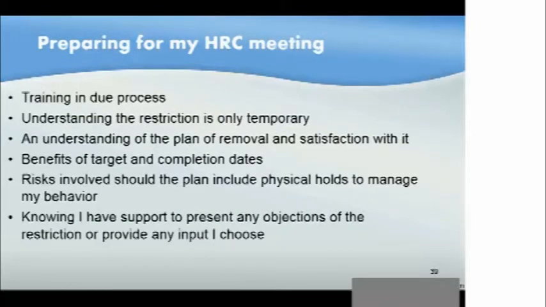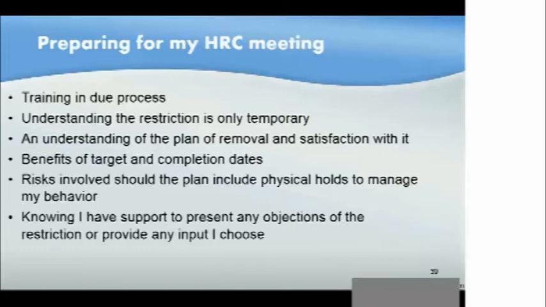What supports could we put in place to prepare an individual to attend their HRC meeting should they choose to attend? Well, training on due process, and we know that's required, and not just training when they have a rights restriction, but let the individuals be trained before a rights restriction even occurs. They may never have a rights restriction, but they need training on due process. They need to know how that fair process works.